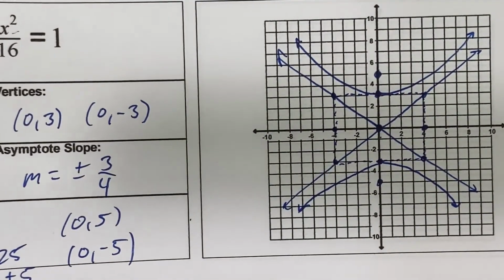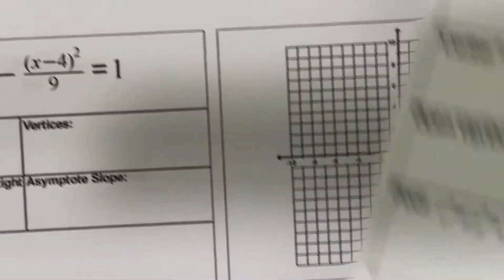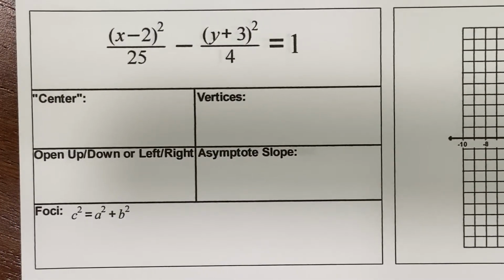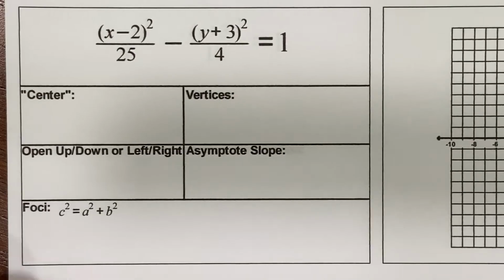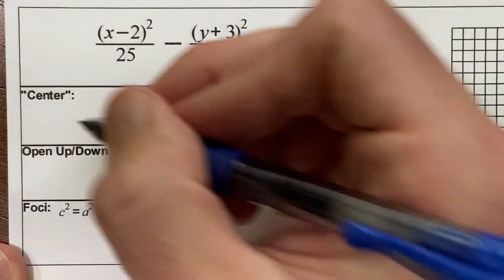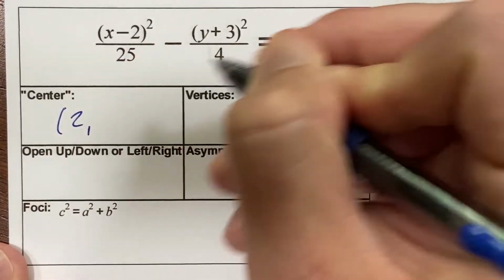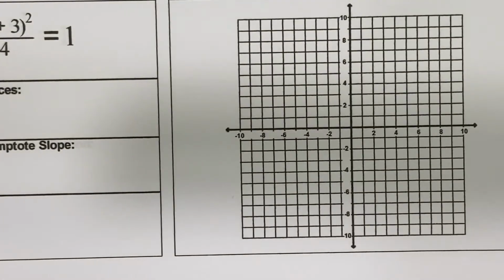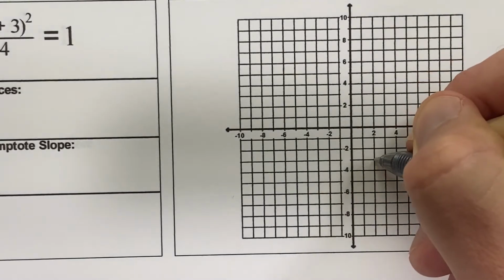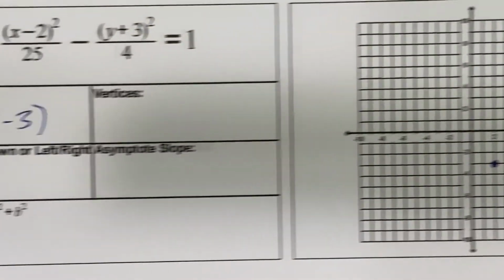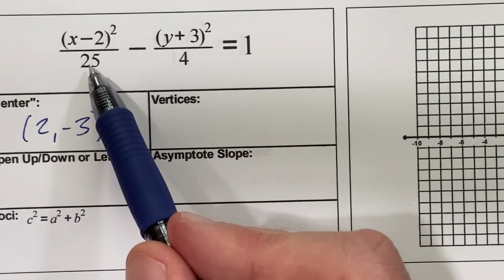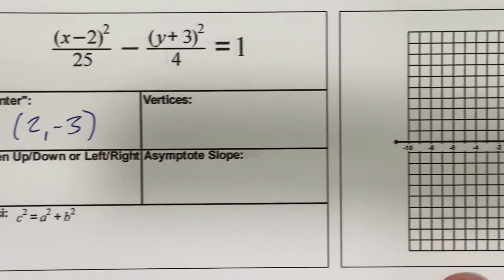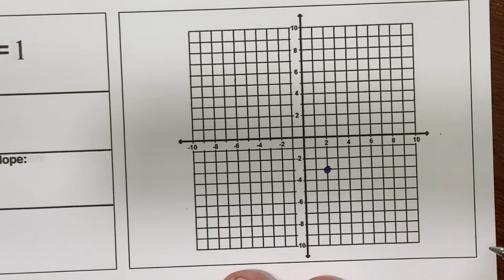Let's look at another one. So I want you to find this one. And my center, I'm going to look at the x first. So that would be at 2, -3. So I'm going to come over here to 2, -3 and plot my center. And I'm going to count left and right 5, up and down 2.